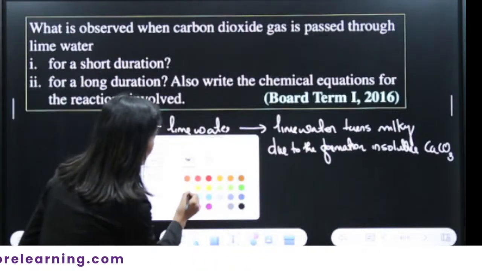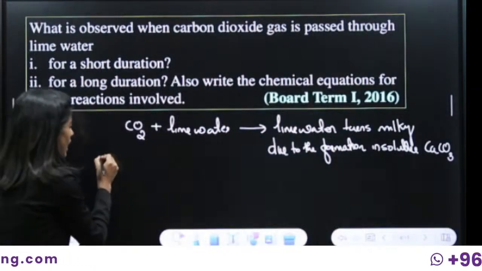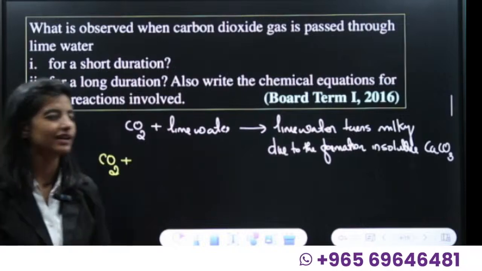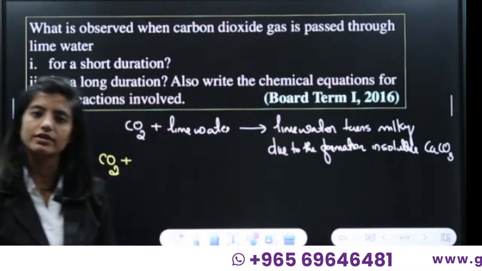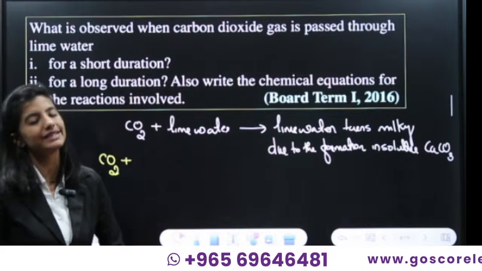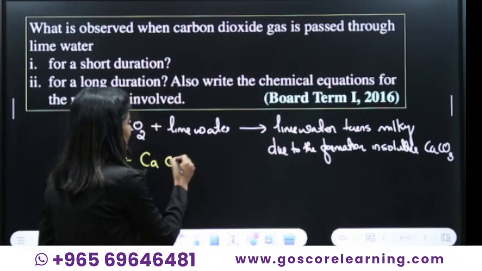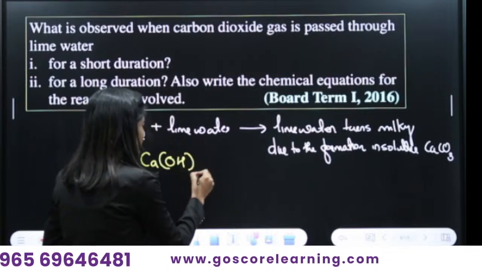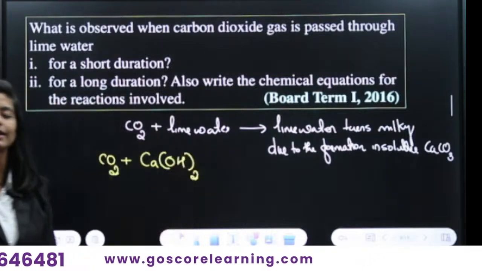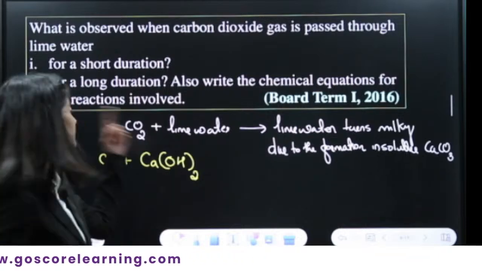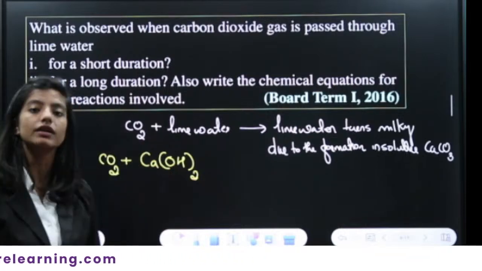Let me change the color of the pen first. Now the carbon dioxide reacting with the lime water. Now the question again, what is the formula for the lime water? Lime water is nothing but your slaked lime itself. What is slaked lime? It's the calcium hydroxide, that is Ca(OH)2. So lime water is nothing but the slaked lime, and the formula for that can be given as calcium hydroxide, that is Ca(OH)2.